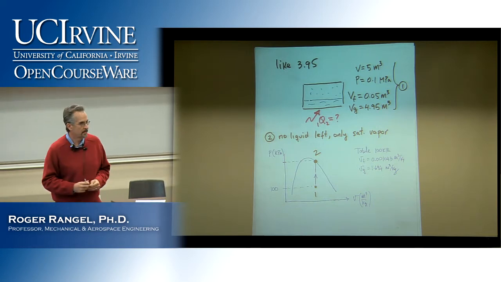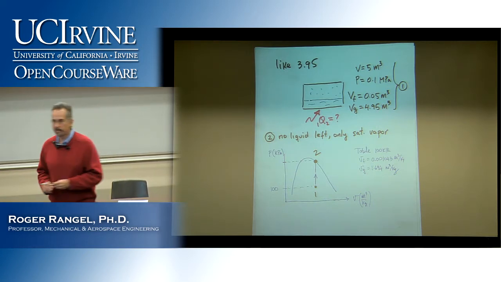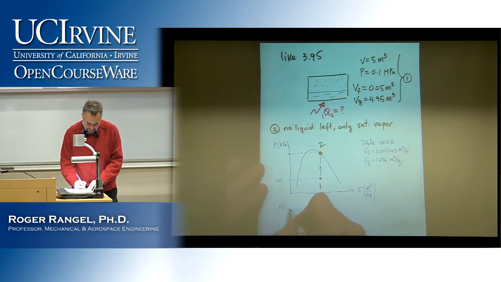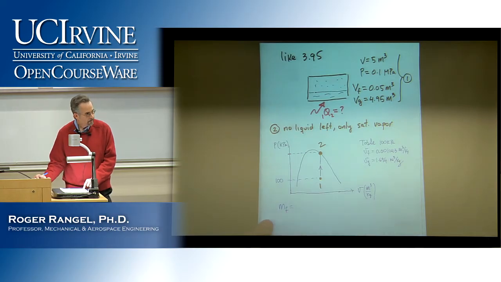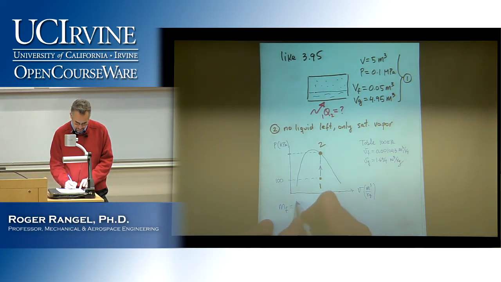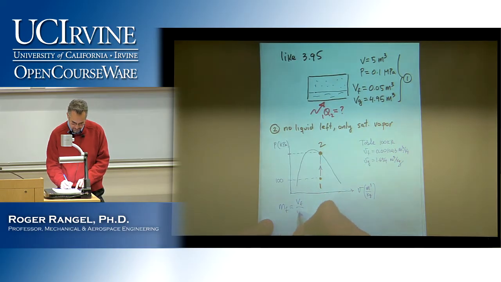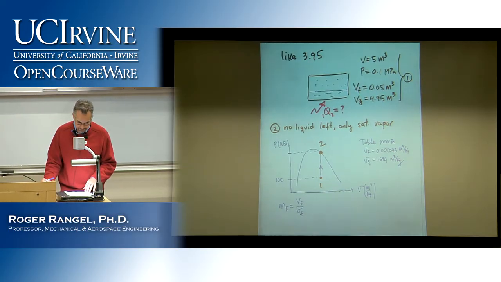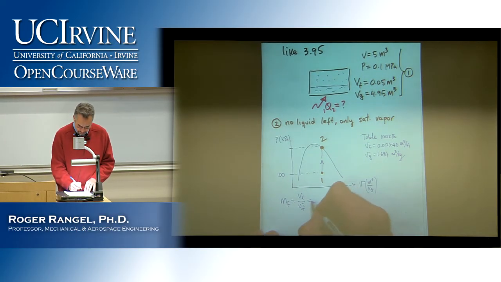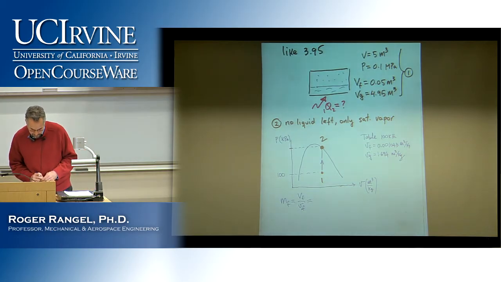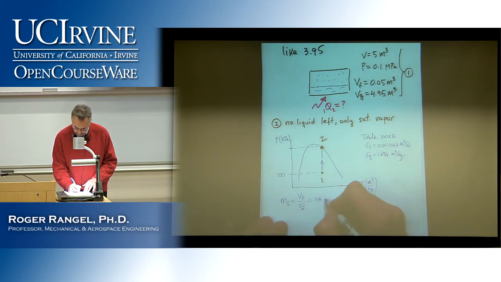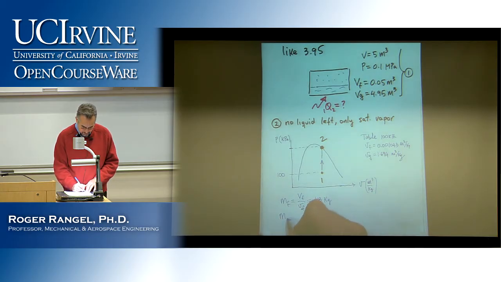So what can I do? Can I get the mass of liquid, for example? The mass of liquid has to be the volume of the liquid divided by the specific volume of the liquid. Right? And I have all those numbers. So that will give you, for the mass of liquid, I'm going to round it up to 48 kilograms.